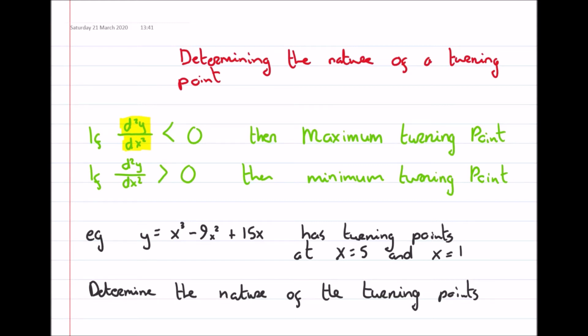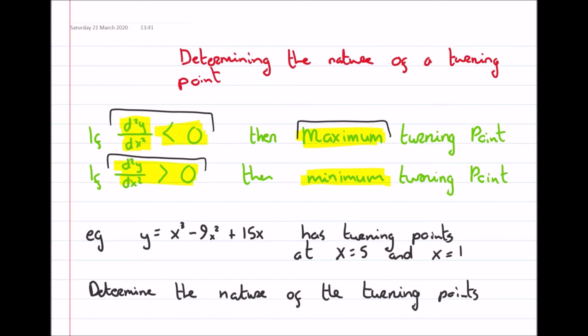If the answer I get is less than 0, then it's a maximum turning point. Okay? Remember that if it's less than 0, it's maximum. You might be thinking if it's more than 0, it's maximum. No, if it's less than 0, it's maximum. If it's more than 0, it's minimum. Okay? And I would have spent a little while in class showing you why that is, why when it's less than 0, it's the maximum turning point, and when it's more than 0, it's the minimum turning point. Okay, but I won't get into it here.